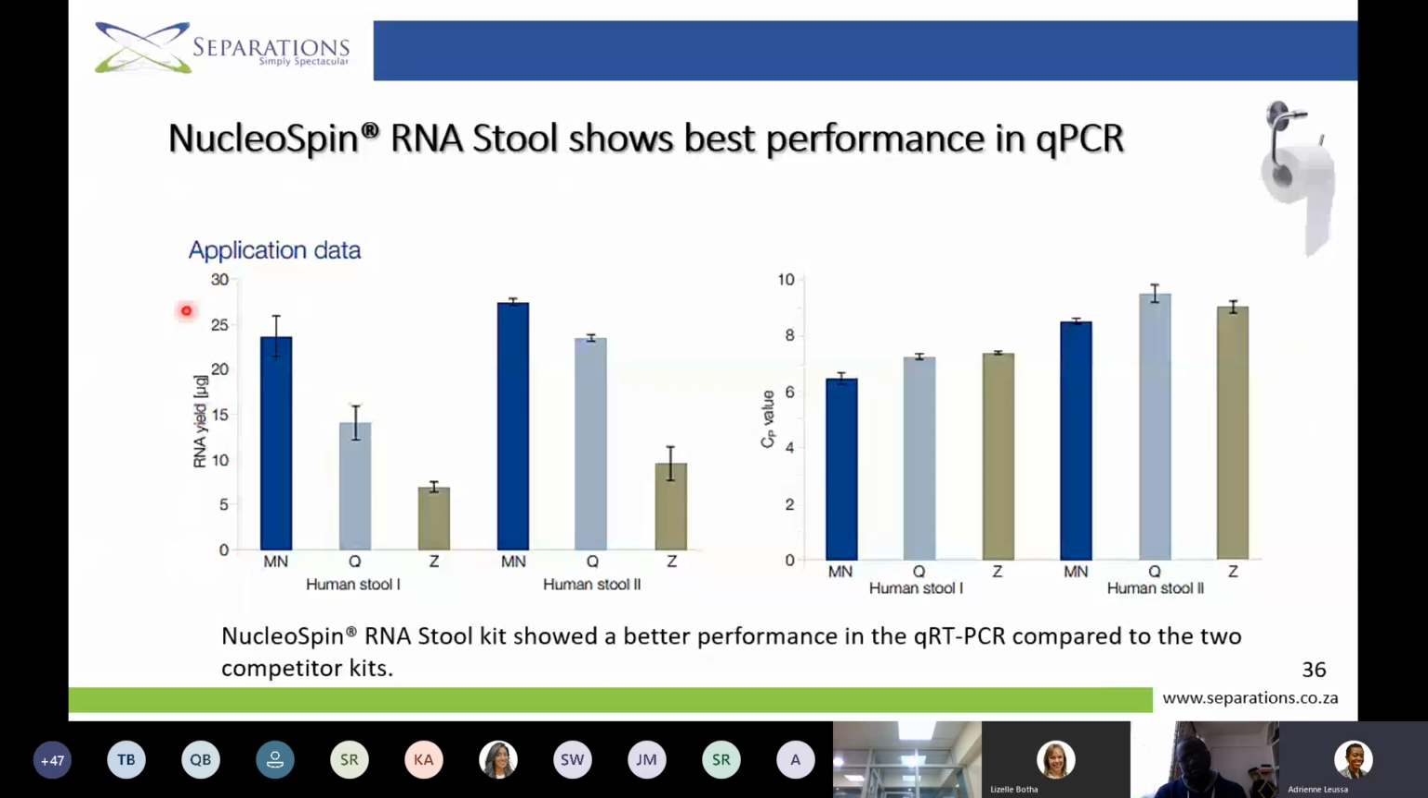This is just, again, comparing the MN kit with other kits out there. I won't tell you what kit Q or kit Z are. I'll leave that for you to guess, but you can see that consistently MN kits achieve high RNA yield across the board, even when you look at the Cp values following a qRT-PCR.